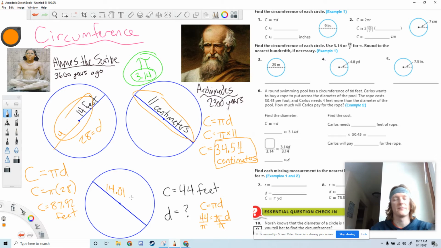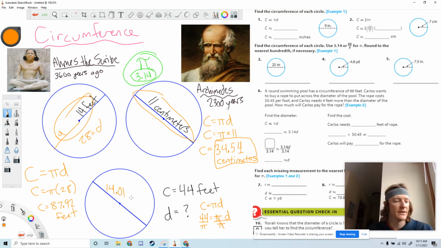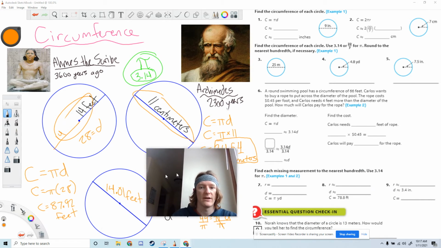14.01, and there's more numbers behind this. It's a never-ending, never-repeated decimal. Well, actually, this one probably would repeat eventually, but it'd take forever. I'm just going to round to the hundredths, and we'll say feet. Notice I don't have square centimeters or square feet on any of these because it's not area. We're not measuring the amount of squares.